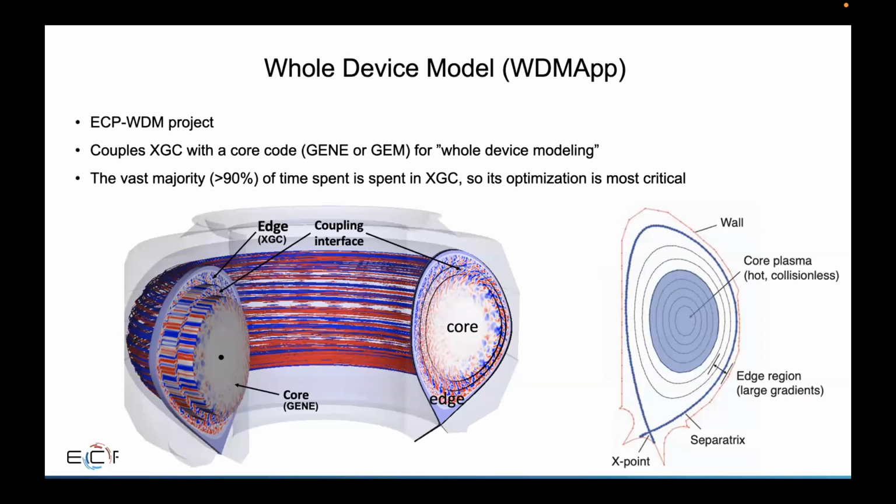So XGC is participating in ECP as part of the whole device model program, or ECP-WDM project. And the idea is to couple XGC with a core code, which we can couple with Gene or Gem in order to model the entire device with the most efficiency. And the vast majority of the computation is spent in XGC, so its optimization is the most critical.